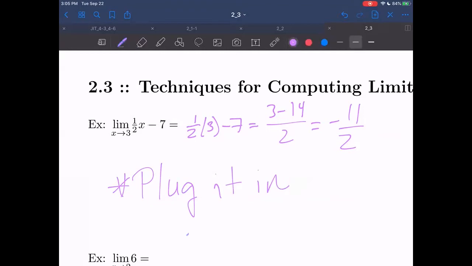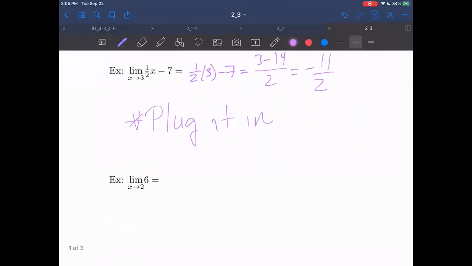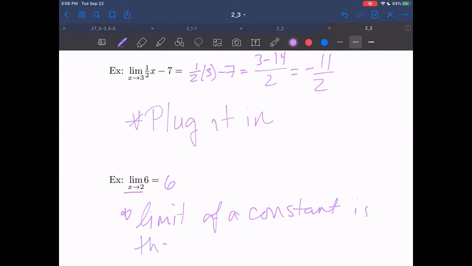Okay. Sometimes we'll have a constant. So here we're looking at the limit as x approaches 2, but there is no x in our function. Our function is just 6. So that means this limit is going to be equal to 6. So the limit of a constant is that constant.